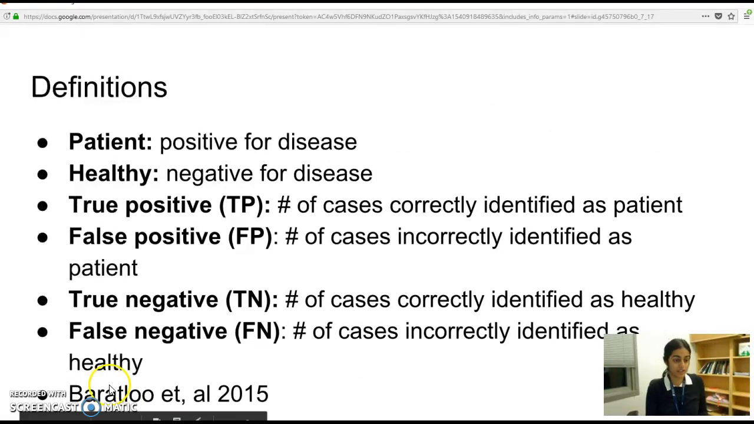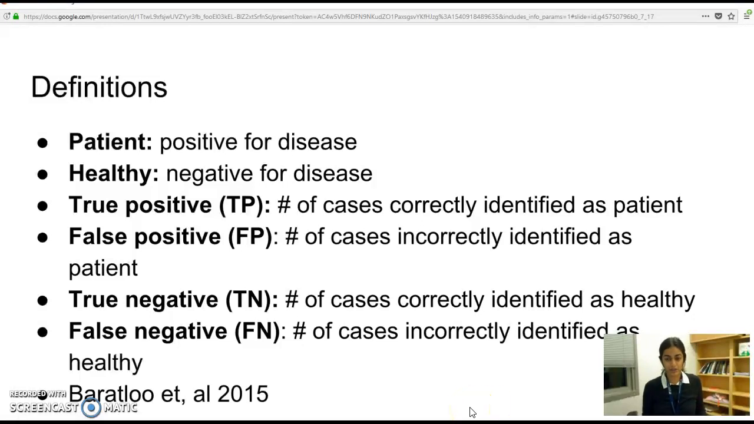So the definitions. The Baratloo article gave you some really clear definitions of these screening vocabulary. Patient is positive for the disease, healthy is negative for the disease. True positive is the number of cases correctly identified as patient. False positive is the number of cases incorrectly identified as patient. True negative is cases correctly identified as healthy. False negative is the number of cases incorrectly identified as healthy.